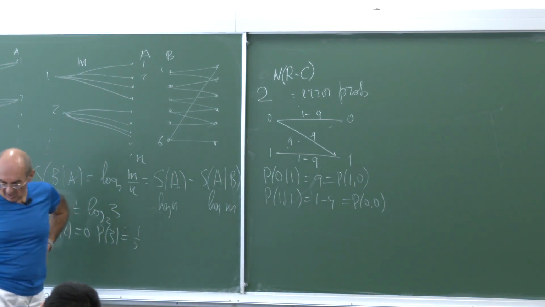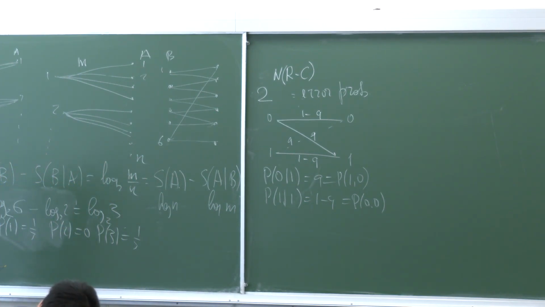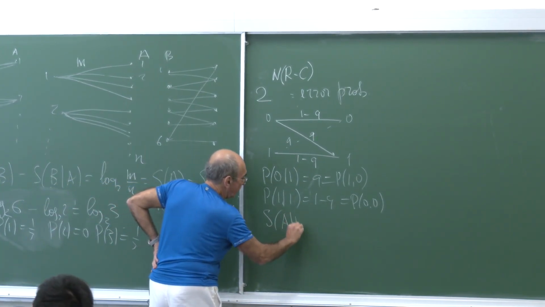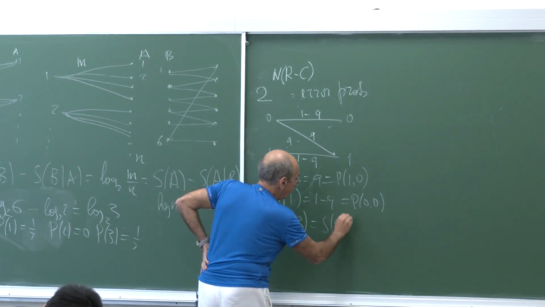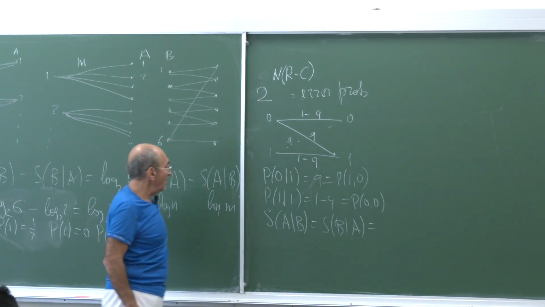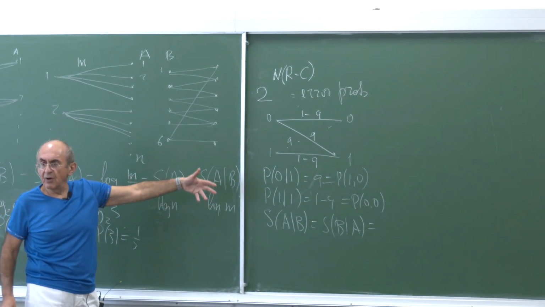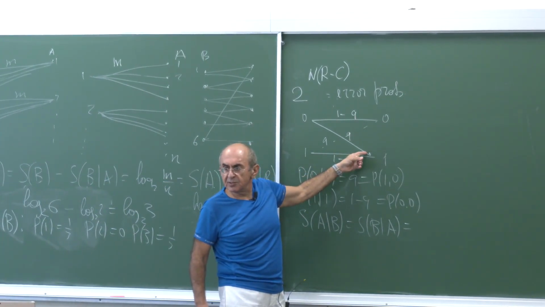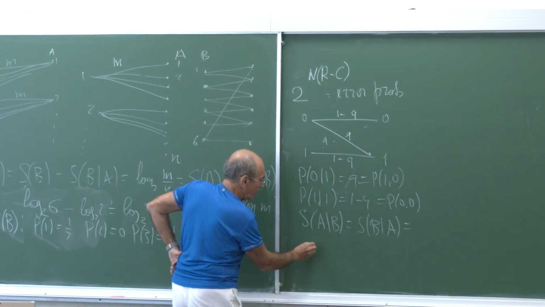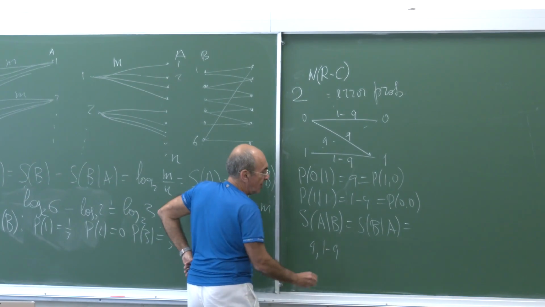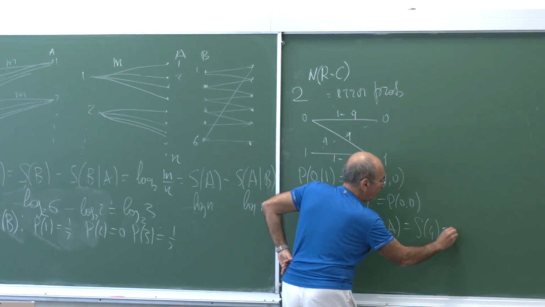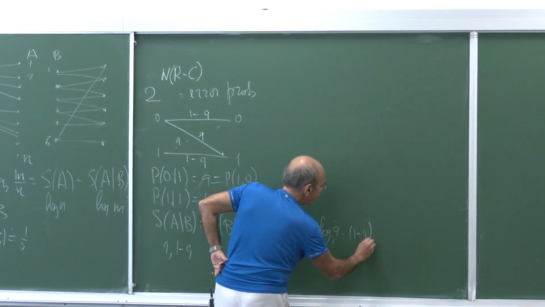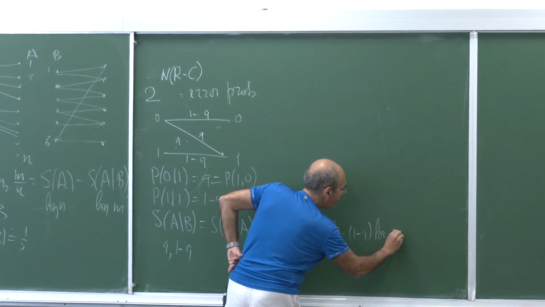Okay, so now we can compute what is S of A given B, which happens to be S of B given A. It is the entropy of making this error, namely that for every one of these, I do have this probability, which is q and 1 minus q, and its entropy is what we'll call S of q. It's minus q log q minus 1 minus q log 2 of 1 minus q.